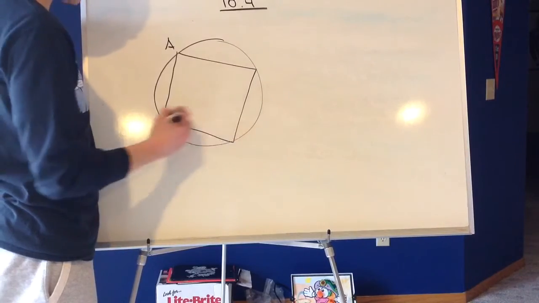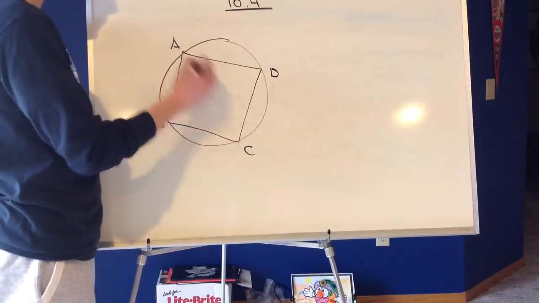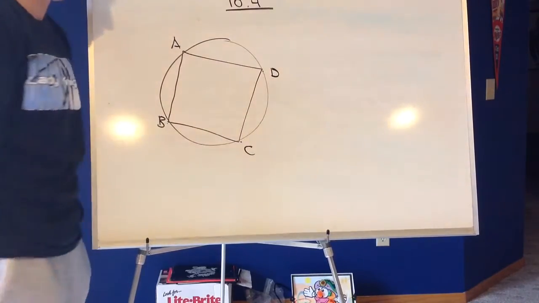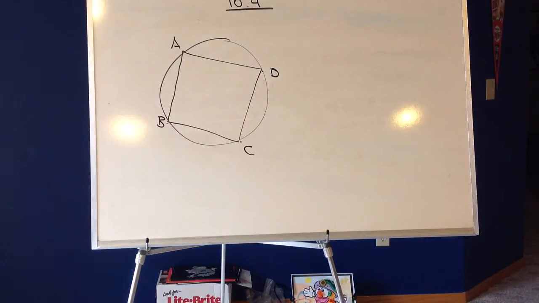So if this one was A, B, C, and D, A and C together would equal 180, and then B and D would equal 180. So the opposite ones are always going to be supplementary to each other.